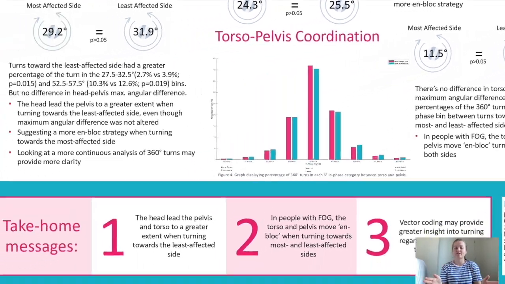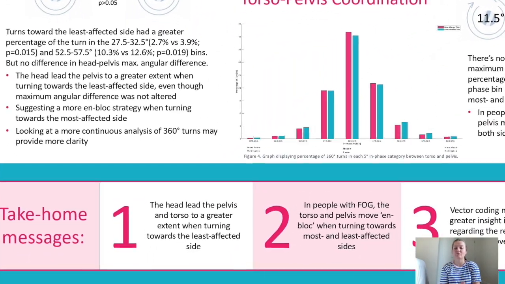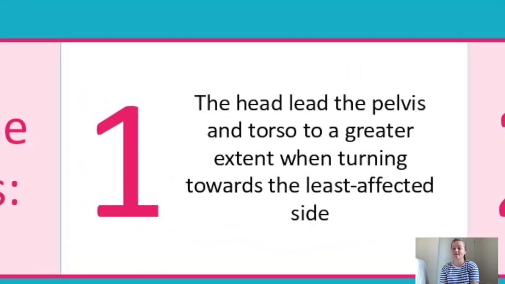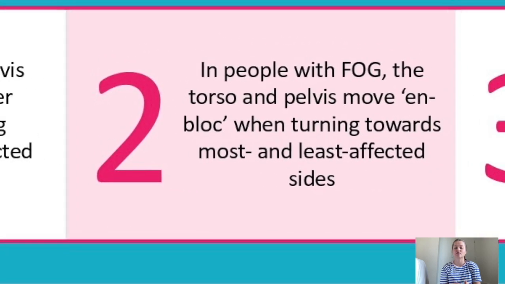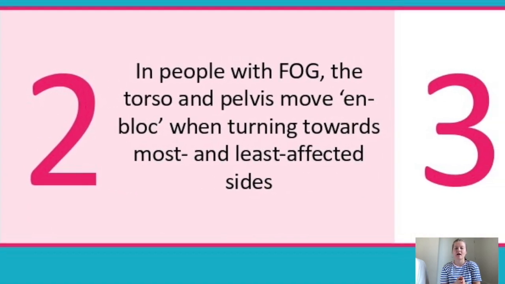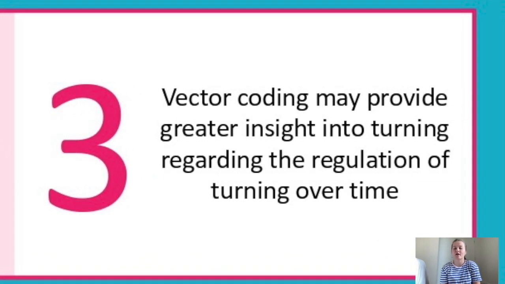So just to reiterate the key points: in people with freezing of gait, the head leads both the pelvis and the torso to a greater extent when turning towards the least affected side. The torso and pelvis move en bloc when turning towards the most and least affected side. And finally, vector coding can provide greater insight into turning in regards to the regulation of turning over time.